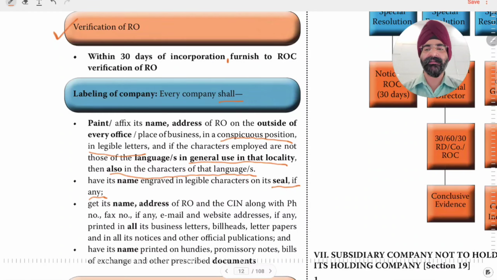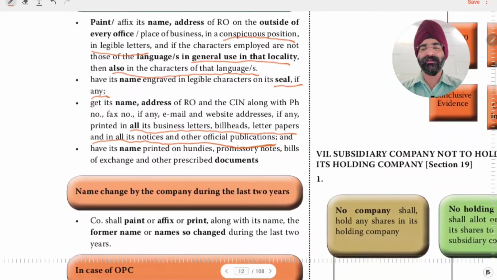The next is its name, address of registered office and CIN along with phone number, fax number if any, email and website address if any, printed in all its business letters, billheads, letter papers, and in all its notices and other official publications. So in all the official publications, in all the letters, billheads, everything including invoices, name should be there, address should be there, and CIN number should be there mandatorily. CIN is mandatorily to be mentioned.